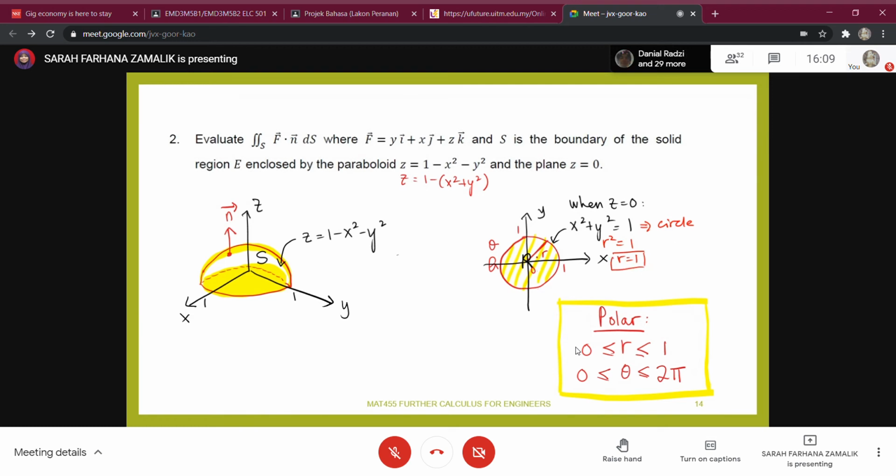How do you know it is center at 0, 0? Yes, sebab ini x square, maksudnya x minus 0 square plus y minus 0 square equals to 1. Therefore radius is 1, center at 0, 0 sebab x minus 0, y minus 0. So kita tahulah origin dia dekat 0, 0 center.